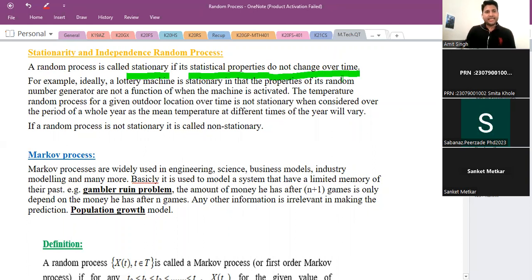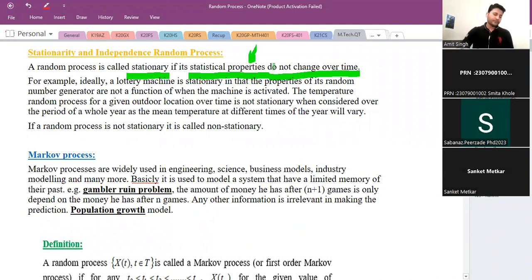Stationary, as the name indicates, means not changing. If a random variable is such that its statistical properties are not changing over time, we call it stationary, otherwise non-stationary. Now, what do we mean by statistical property? It means the mean value of the random variable, the variance, the standard deviation. If these are not changing over time, then we call it a stationary random variable.